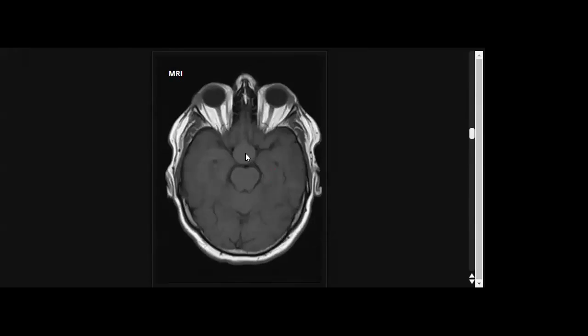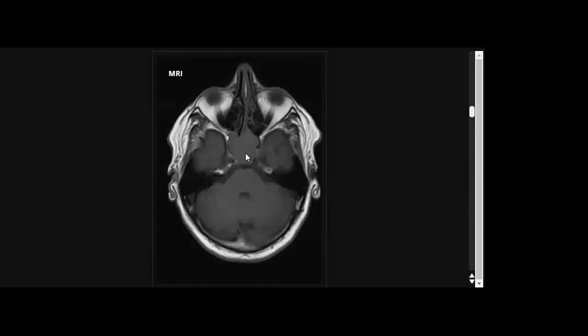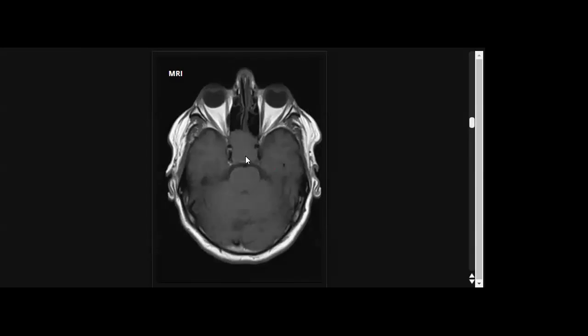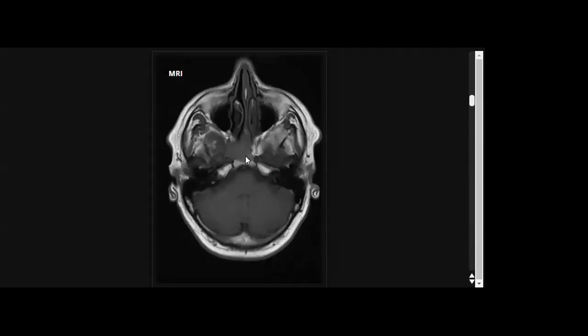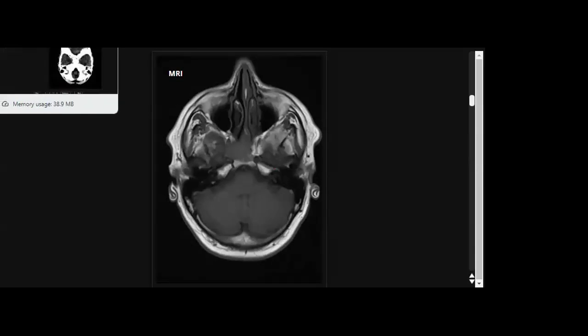So we have here suprasellar and sellar. Where is the main bulk? It's present in the region of the sellar, centered on the sellar. So it's mainly a sellar lesion with supra and infrasellar extension. This is a macroadenoma.